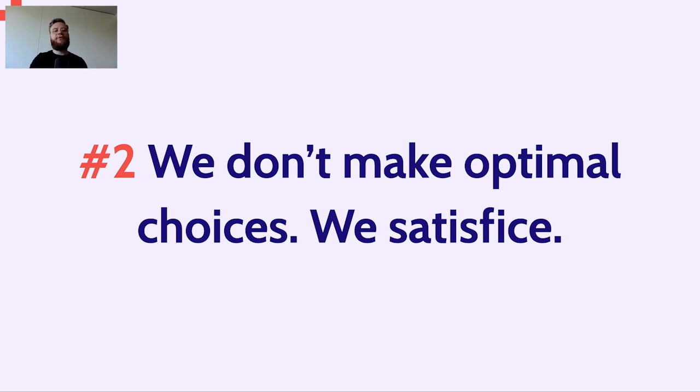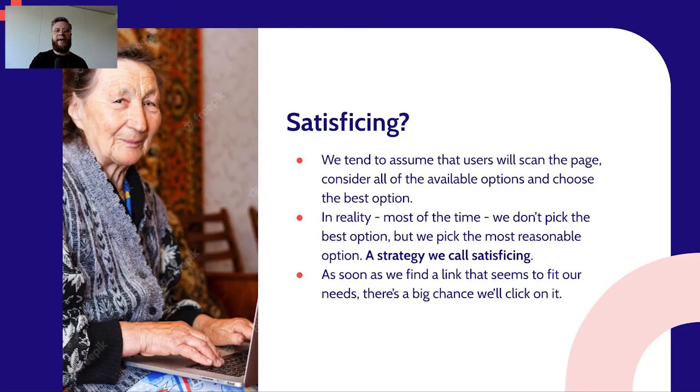The second point is we don't make optimal choices, we satisfice. And I wanted to go a little bit deeper into the term satisficing. What is satisficing? We tend to assume that users will scan the page, consider all of the available options and choose the best option. So we assume that users are going to put some effort into deciding what's important and what's not, put those options together and choose the right option. No, that takes way too much time. In reality, most of the time we don't pick the best option, but we pick the most reasonable and the quickest option available to us. And that's a strategy we call satisficing, what everyone does actually.